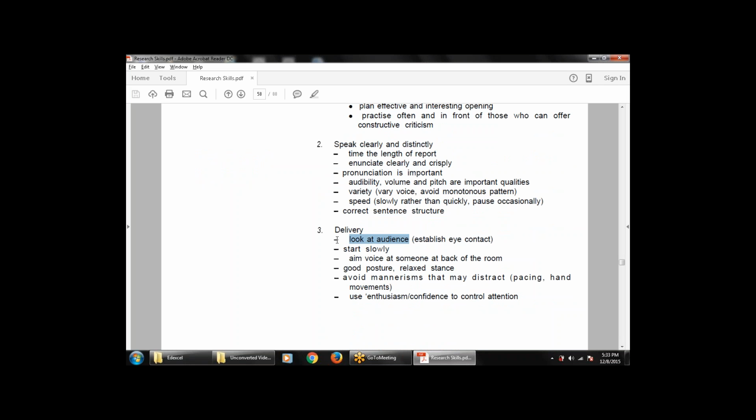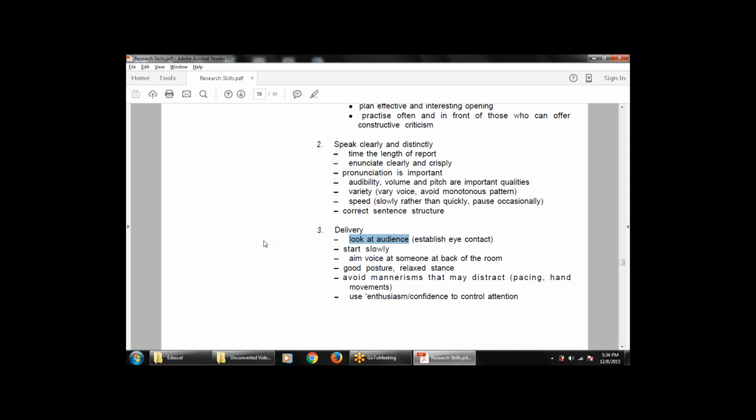Then aim your voice at someone at the back of the room. That means your voice must be clear to the backbenchers also. Whoever is at the back of the room, your voice must be audible to that person. Then good posture and a relaxed stance.